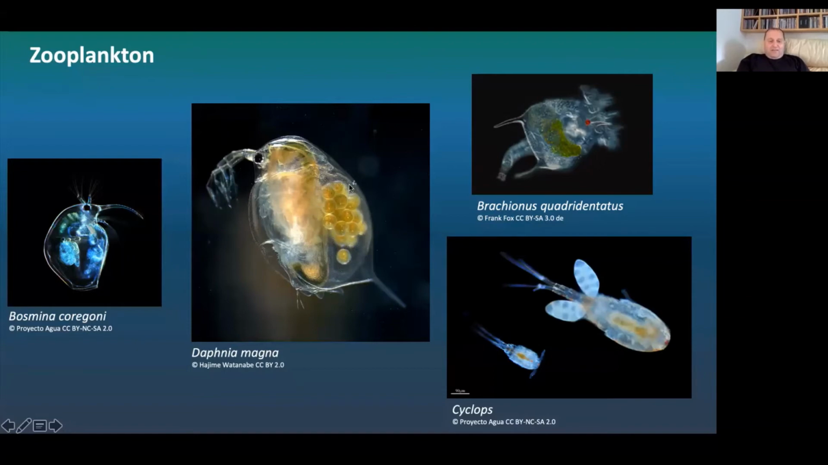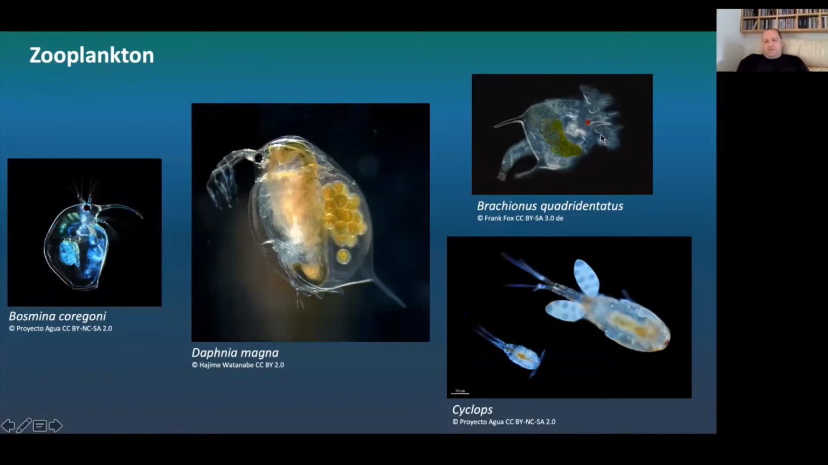And these reproduce at a phenomenal rate. You can see these are mostly female, and they will produce lots of eggs all the time. They're very, very efficient grazers of algae, particularly these larger species. This is another smaller cladoceran called Bosmina.